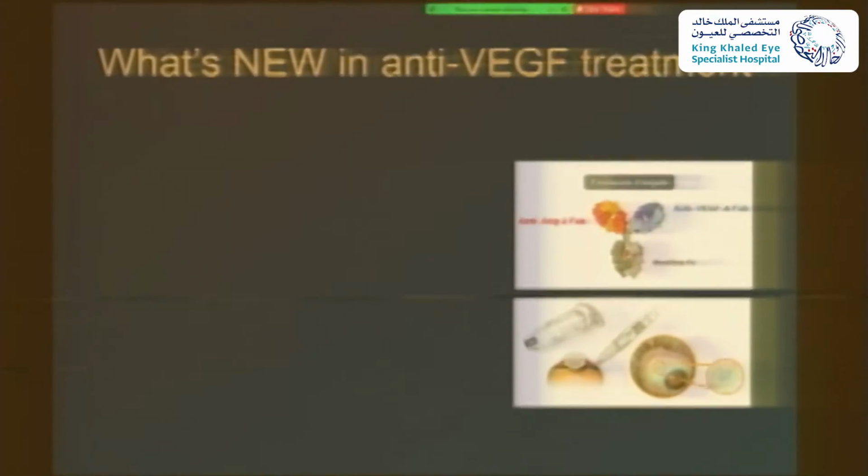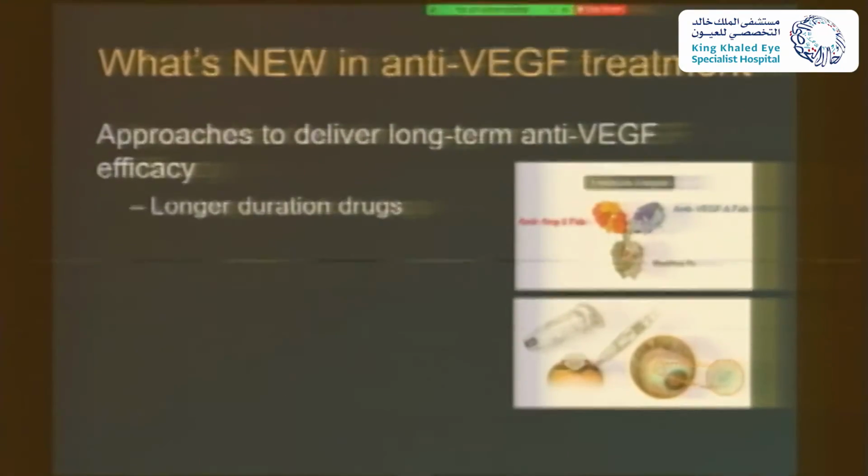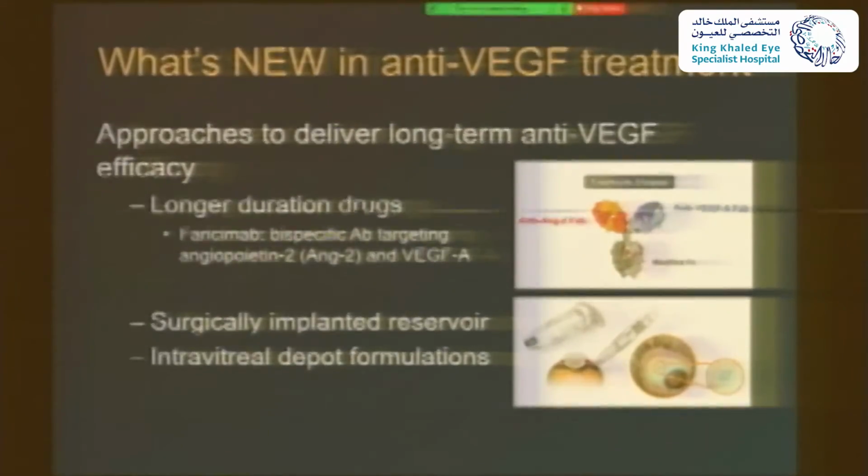Now, what is new? Because you need to know about the new stuff. There's something going into FDA approval, and that is drugs that have longer duration. Besides brolucizumab, which is FDA approved but which has complications, there's something called faricimab, which is a bispecific antibody that targets both angiopoietin 2 and VEGF. So it seems to be more potent, and it seems like people can stay up to 4 months in between injections. So let's hope.